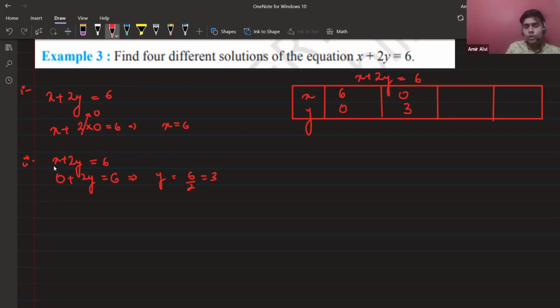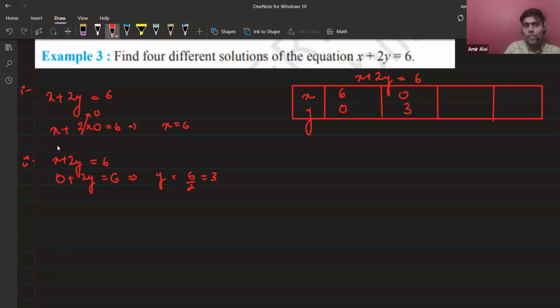Now put one thing: if I put x equals 2 and y equals 2, 2 plus 4 equals 6. Yes or no? Yes. You just have to randomly put numbers to satisfy the equation. These two things will be the same. In the first solution, you have to make x or y 0; you can take any of them. In the second solution, do the same thing for the other variable. If you have taken x as 0 in the first solution, in the next solution take y as 0. So you have got two solutions. In the next two, just put random numbers like 1 or 2 to satisfy the equation.